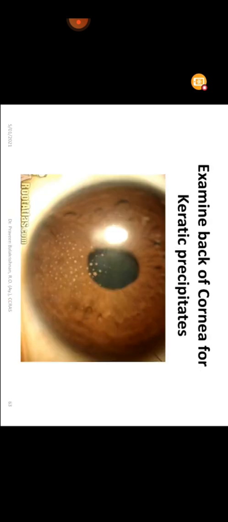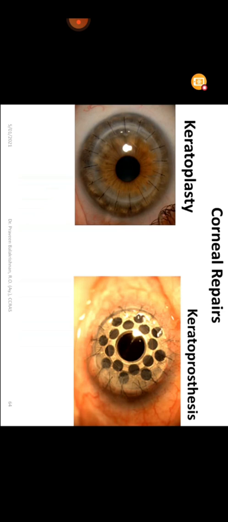Okay. Now you need to check the back of the cornea, where you can see such kind of muddy dots, which we call precipitates, keratic precipitates. Keratic precipitates are usually seen in inflammation of the uvea, that is in iridocyclitis, uveitis. More keratic precipitates will be there. So you should check whether keratic precipitates are there or not.